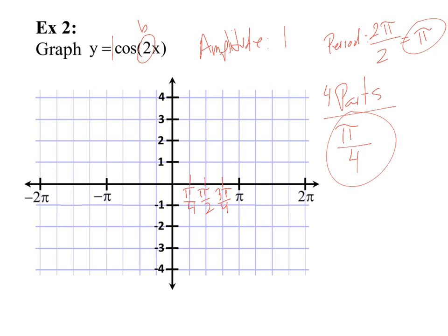Working with cosine, we start off at the maximum, which is 1. Then we go to the intercept, 0, and I go to -1. And I go to 0, and back to the maximum. If you want more of the graph, you just continue the pattern. Pretty simple stuff. There's your wave, or your oscillation.